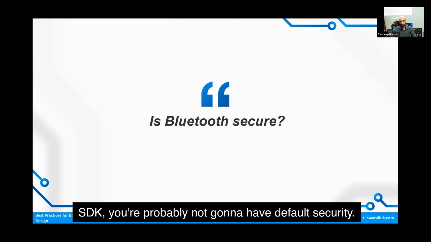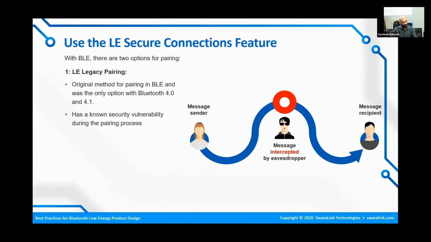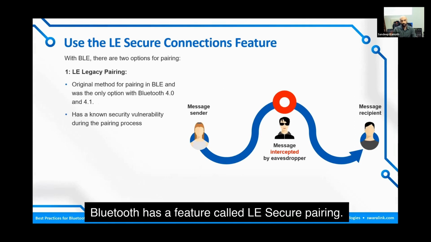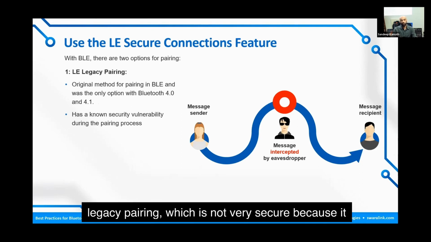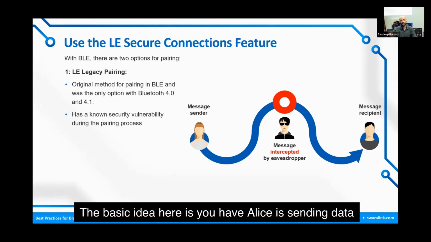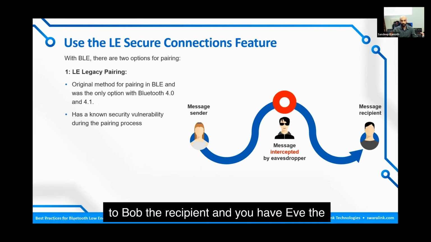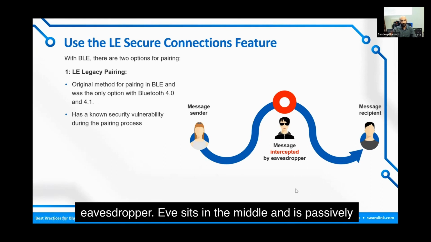Bluetooth has a feature called LE Secure Pairing. Bluetooth 4.0 had something which is now known as legacy pairing, which is not very secure because it was susceptible to a man-in-the-middle attack. So your basic idea here is you have Alice sending data to Bob, the recipient, and you have Eve, the eavesdropper.